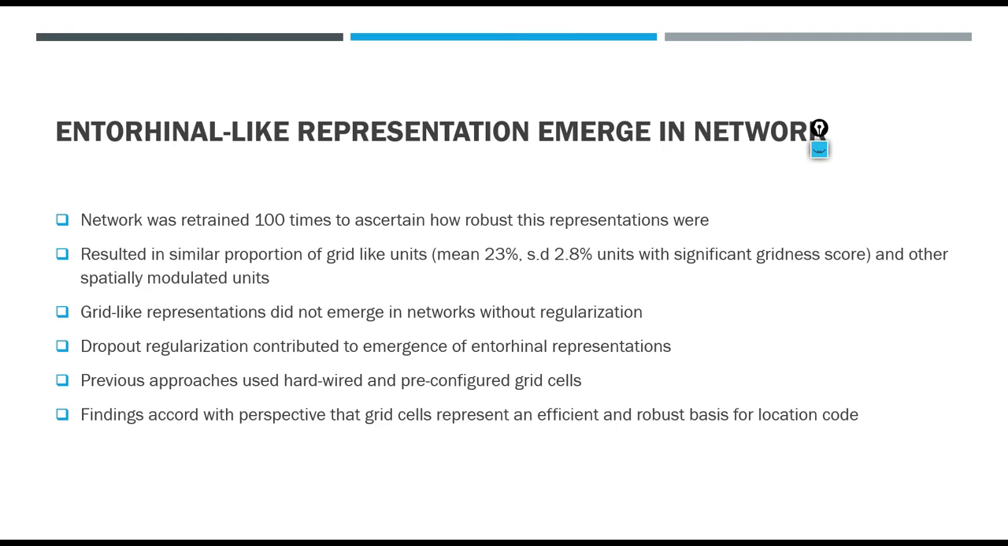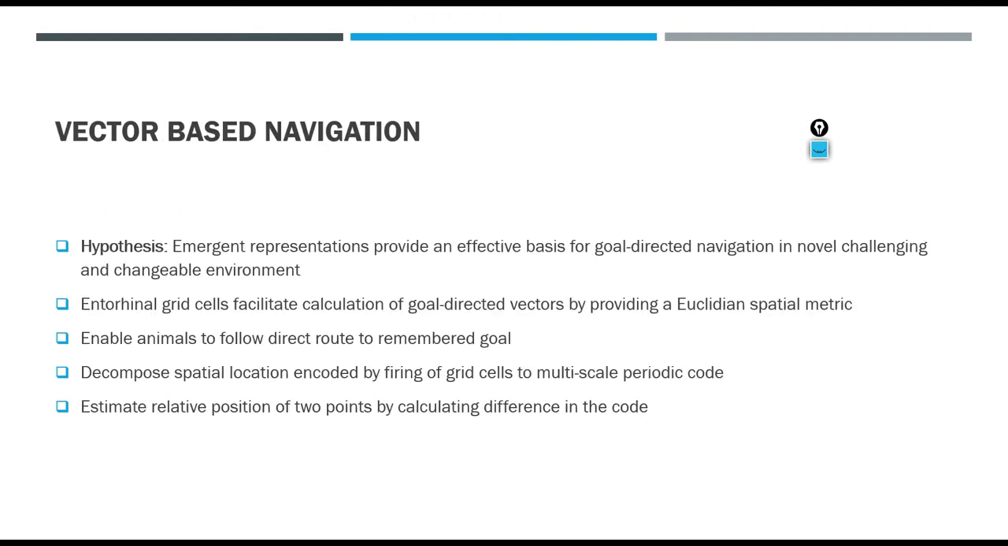So the previous approaches use pre-configured grid cells. Usually the previous approaches used hardwired grid cells, or those grid cells were derived through eigen decomposition of place fields. But here the results and the findings accord with the perspective that grid cells represent an efficient and robust basis for location code. And the authors proposed a hypothesis that emergent representations provide an effective basis for goal-directed navigation in novel, challenging, and changeable environments. So, in order to prove that hypothesis, multiple experiments are done in this paper.